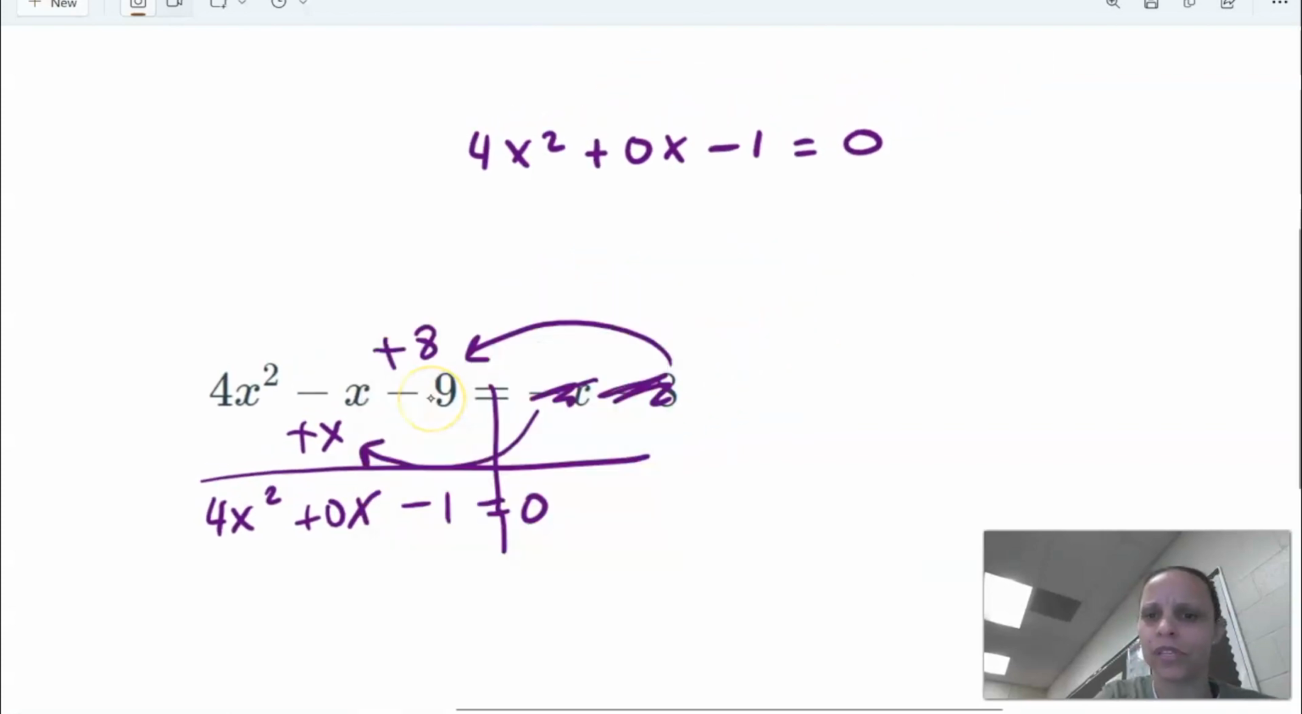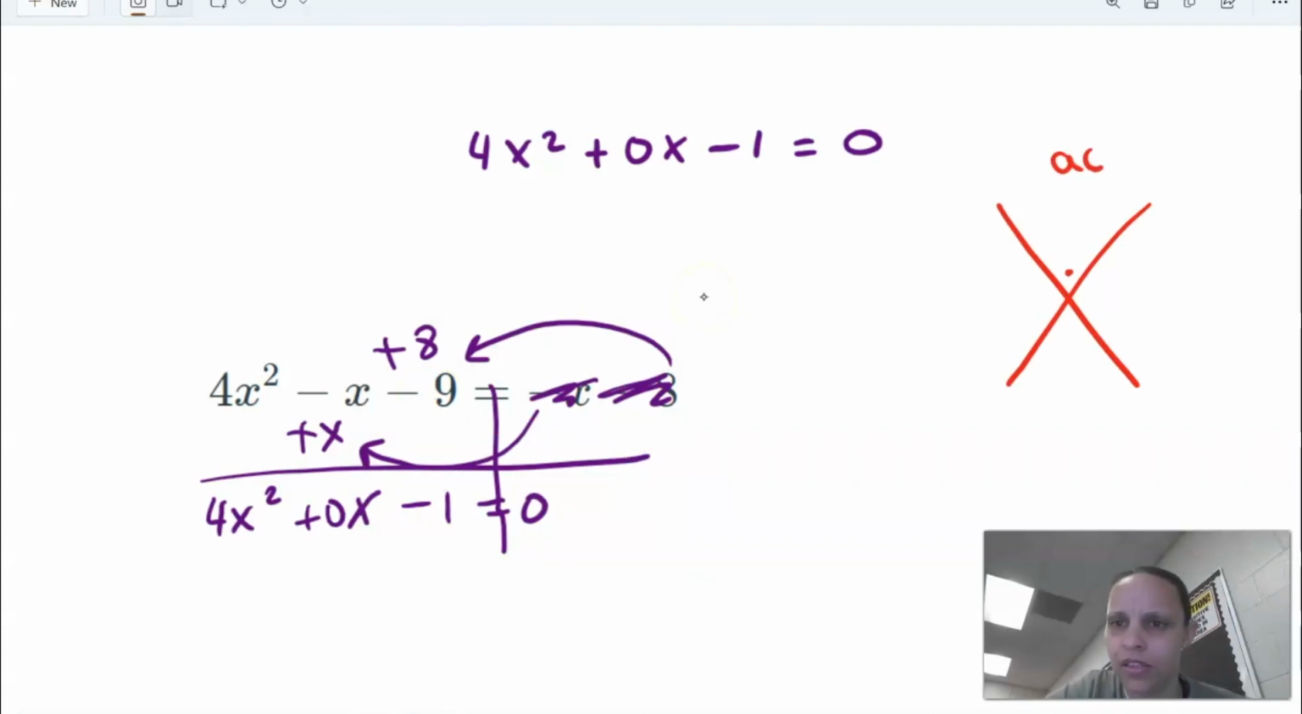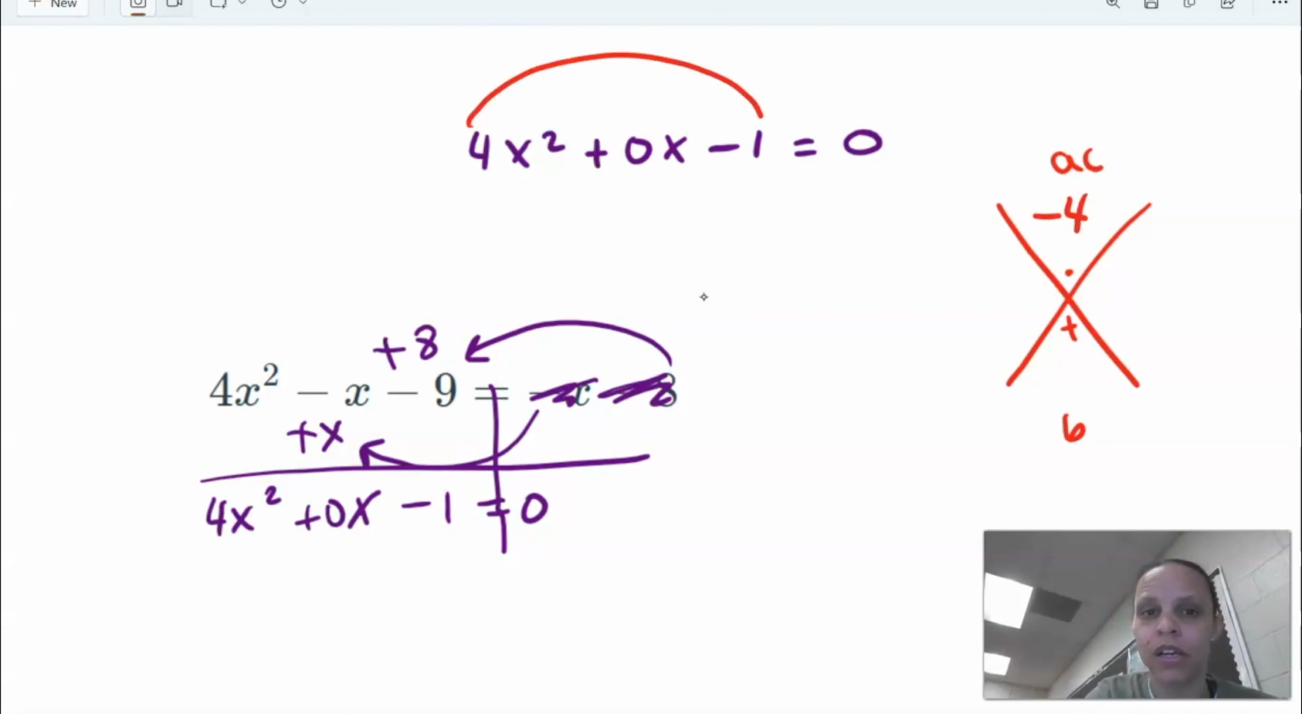So my X game says, you multiply A and C and you add to B. So A and C multiplied together is -4. Make sure you keep the sign. And it adds to 0. Okay, so still very important. So I need to find two numbers that multiply to -4 and add to 0. So I start listing them out.